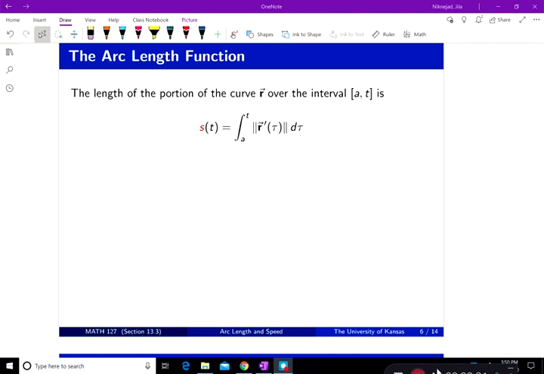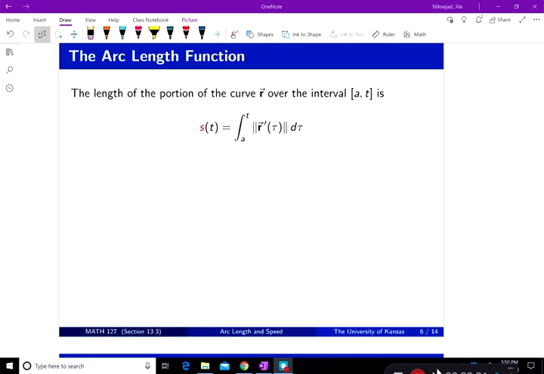We're continuing with section 13.3, and we want to discuss the arc length function. First we introduce the arc length function, then we explain why we need an arc length function, and then we discuss the arc length parameterization in this video.